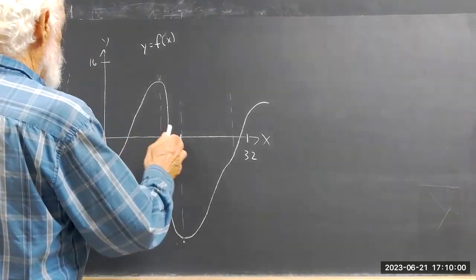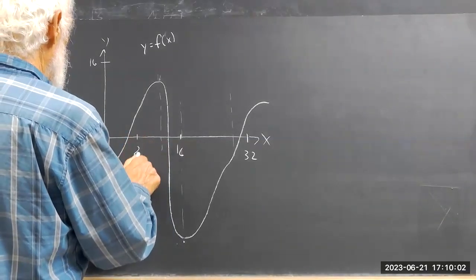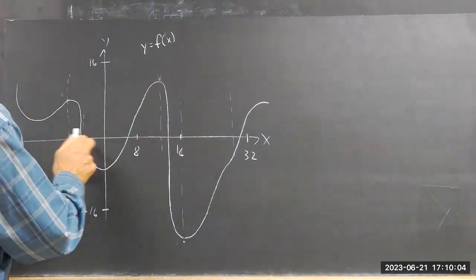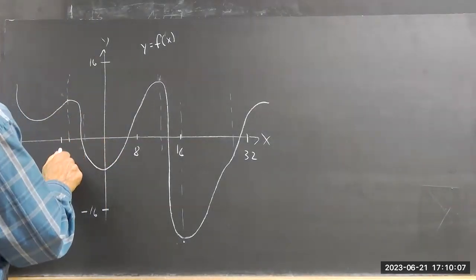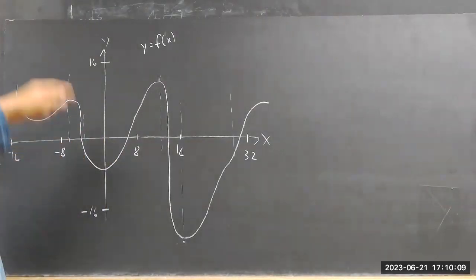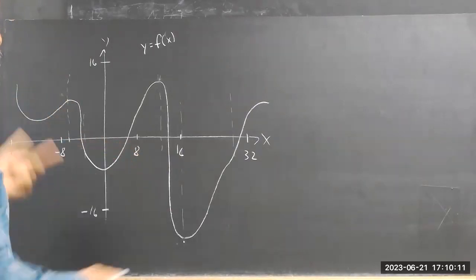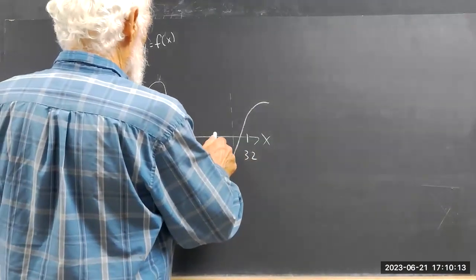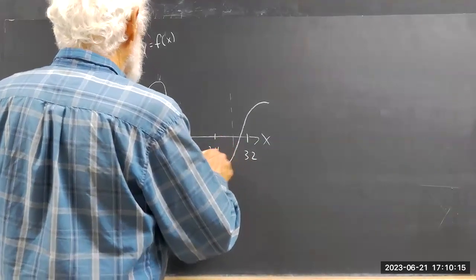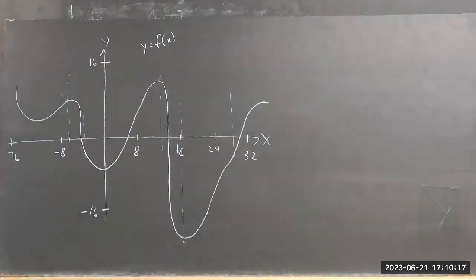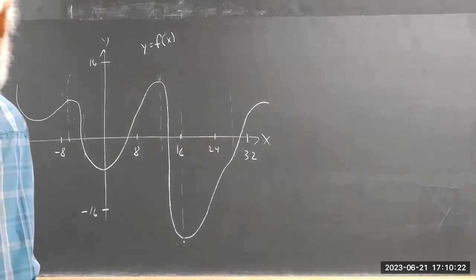And now we can divide the interval from 0 to 16 in half, we get 8. 0 to -16 divided in half, we get -8. And if we want halfway between 16 and 32, that would be 24. Okay, so we have a scale. So what I want to do is estimate.